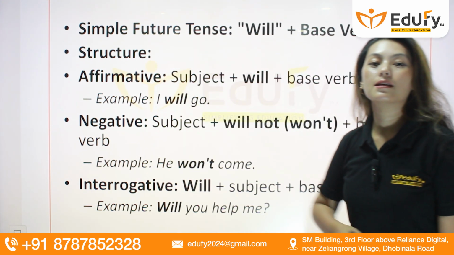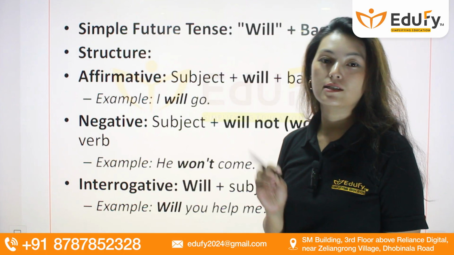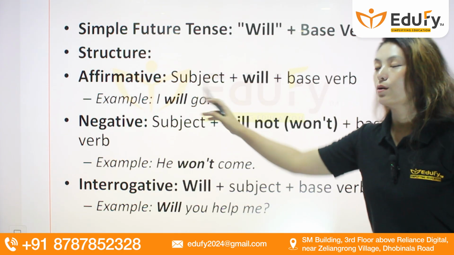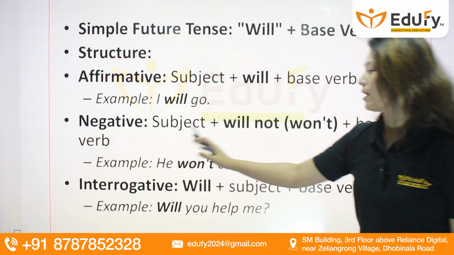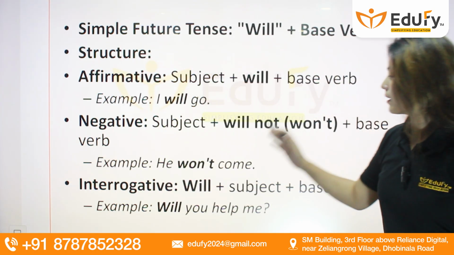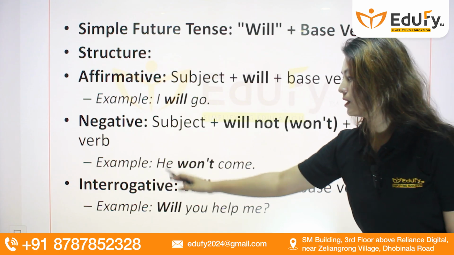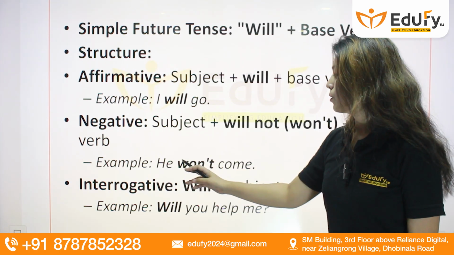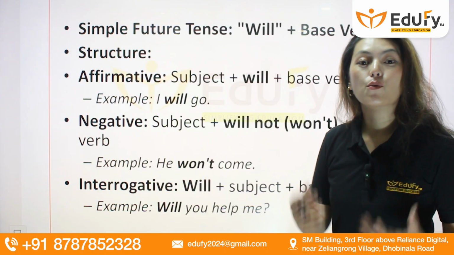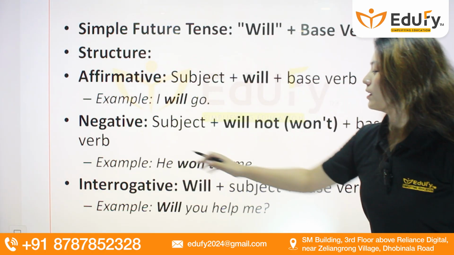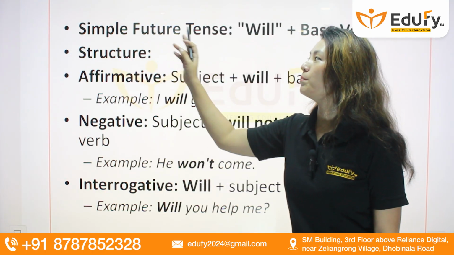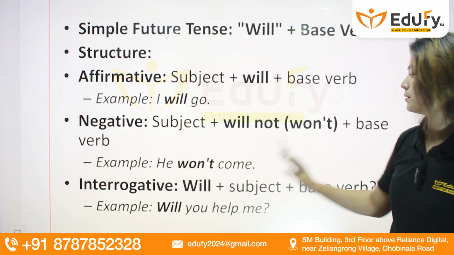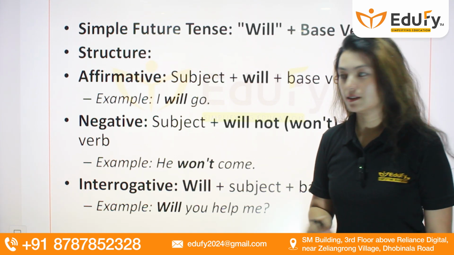Similarly, if a sentence is in negative form, all you have to do is just add the word not to make it negative. So, for example, I will go will be changed to I will not go. Again, if you see in this example, he won't come. He is the subject, won't is the short form of will not, right? So he won't come is a simple future tense. That means will not come. Since come is the base verb, we have kept this the same.